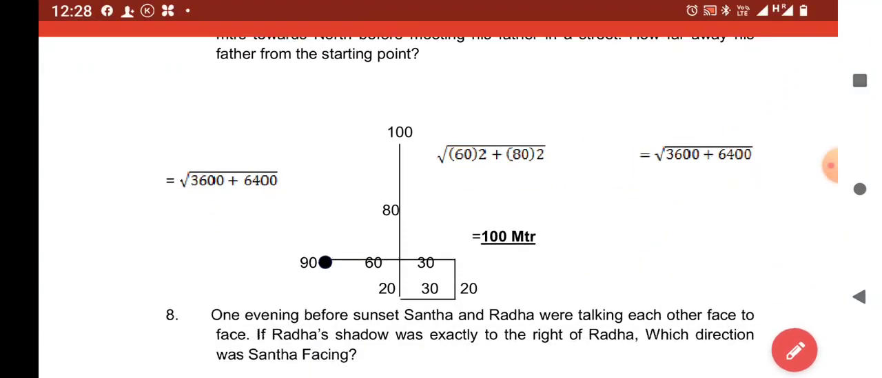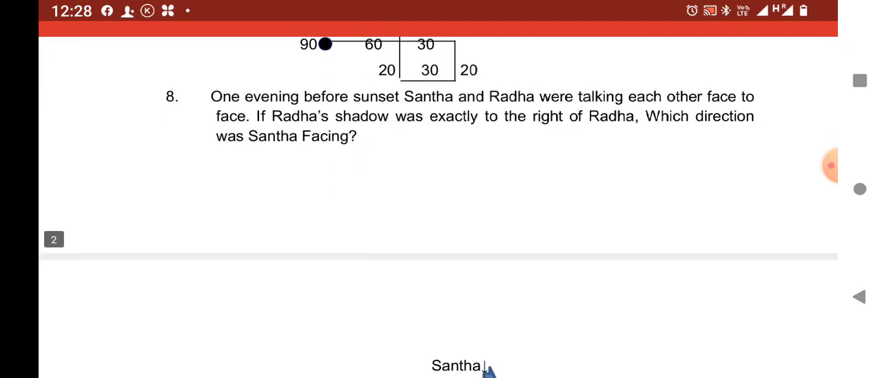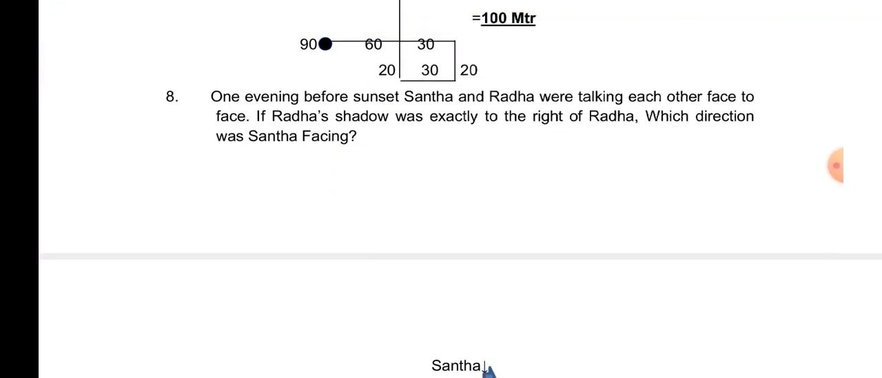The next question, you can see the next question. What is the next question? One evening before sunset, Shanta and Radha were talking to each other face to face. If Radha's shadow was exactly to the right of Radha, which direction was Shanta's face?